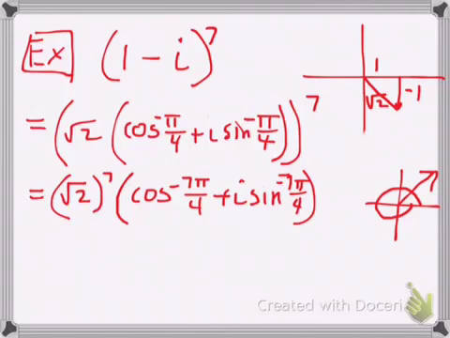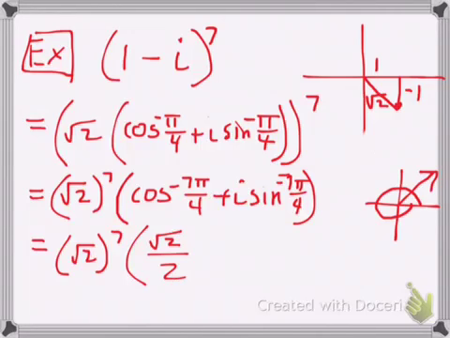So negative 7 pi over 4 is in the first quadrant. And that's where I'm getting blank stares from people. Because I have to evaluate the cosine of negative 7 pi over 4. I know my reference angle is pi over 4. I just need to know which quadrant to put it in. So this will be the square root of 2 raised to the 7th power. Let's just leave that as square root of 2 raised to the 7th power for now. Cosine of negative 7 pi over 4 is the square root of 2 over 2. And the sine of negative 7 pi over 4 is also the square root of 2 over 2.